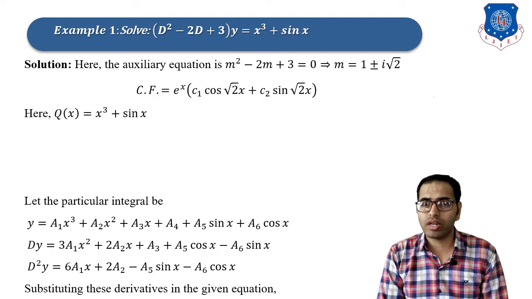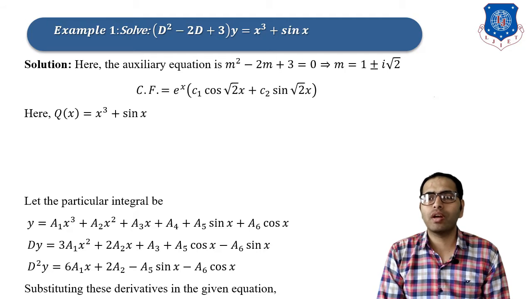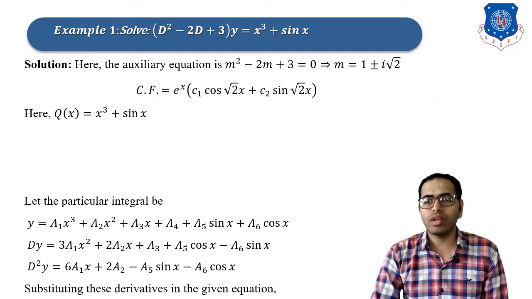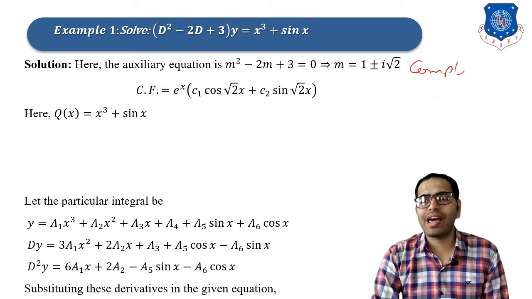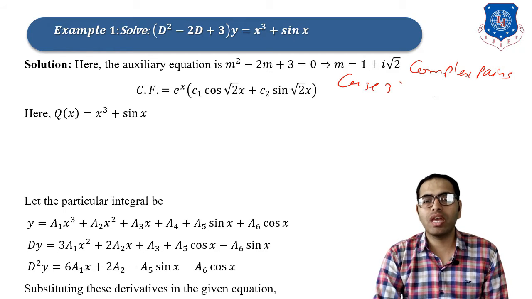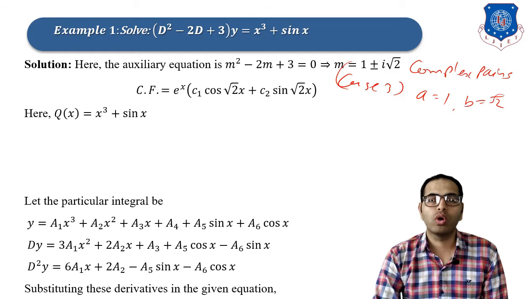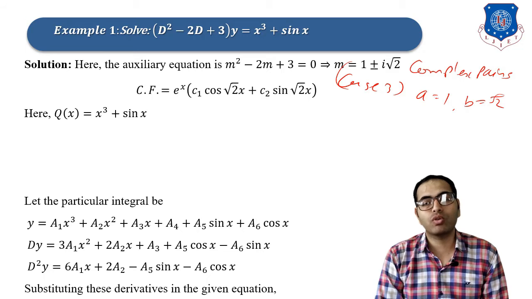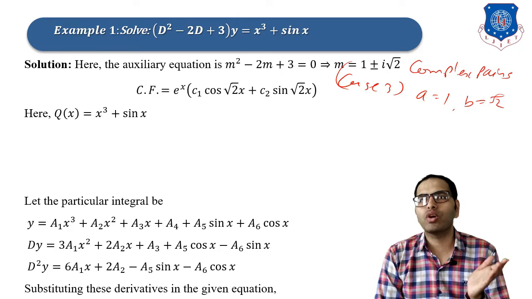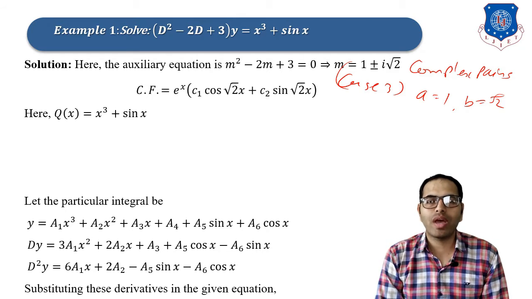Now factorize that term, which gives m = 1 ± i√2. Here our roots are a complex pair, so we use case 3 of yc. Here the value of a is 1 and the value of b is √2. Then yc = e^(ax)(c1 cos bx + c2 sin bx). Substituting the values of a and b, yc = e^x(c1 cos √2x + c2 sin √2x). That is our equation number 1.